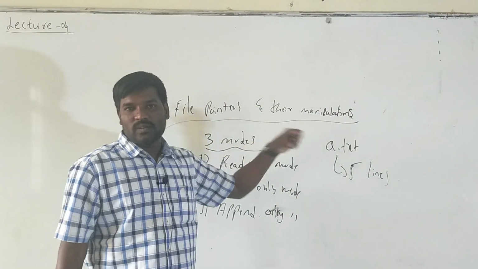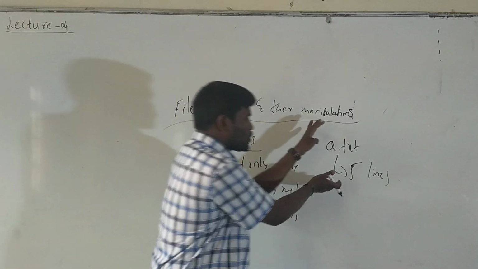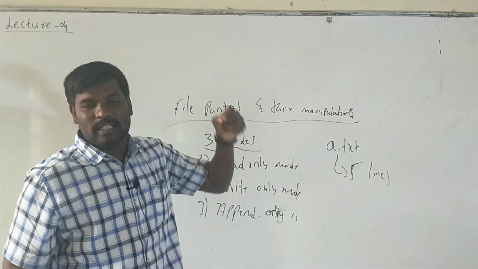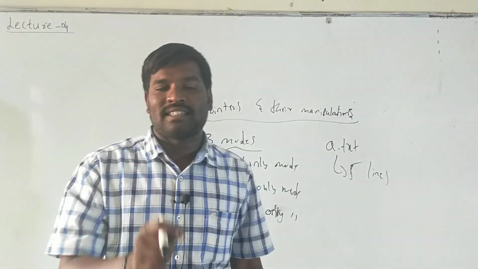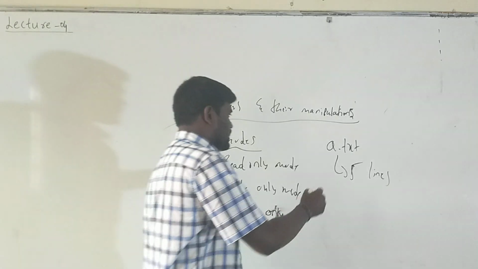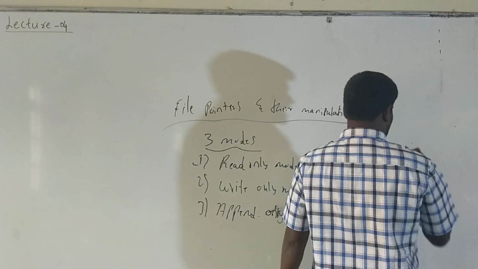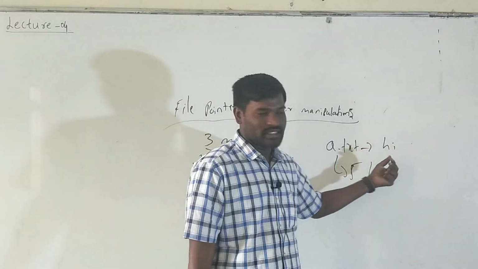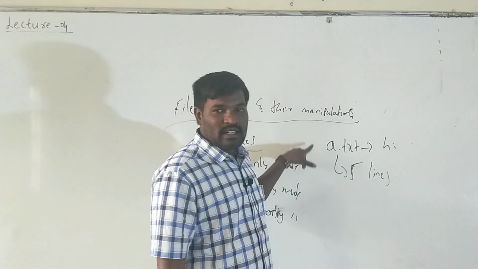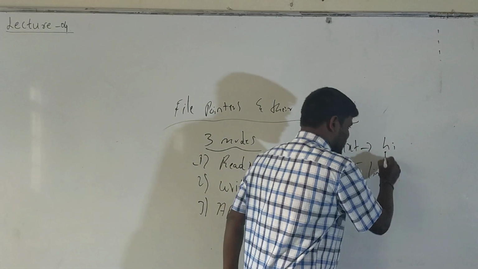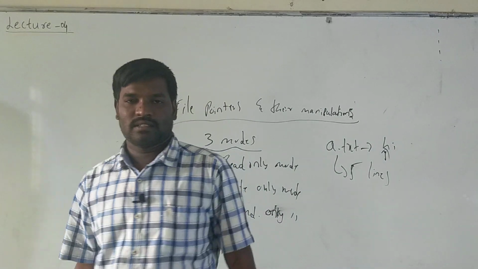a.txt consists of 5 lines. If I want to open the file in read only mode, automatically the pointer or the cursor is set to the beginning of the file. For example, in the beginning I have to write hi. The first character is hi, which means the cursor or the pointer is set to the very first byte.